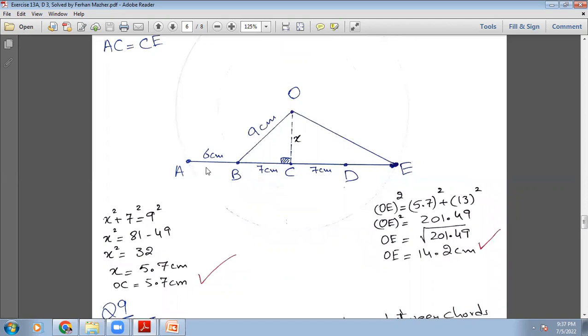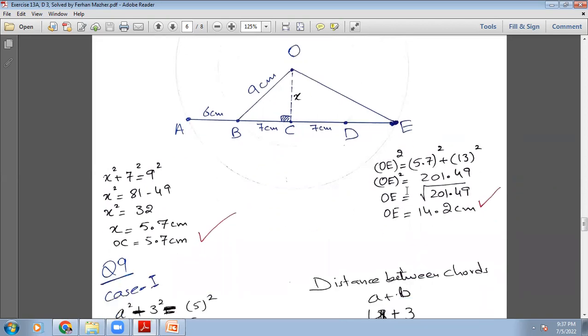Then, in the question, he told us that the AC and the CE, they are equal. AC is 13. So CE is also 13. I know OC, I know CE, and it's a right angle triangle. So I can apply the Pythagoras and I can find the value of the OE. So you can see here we are applying the Pythagoras, and OE square will be equals to 5.7 square, which is OC, plus CE value is 13 square.